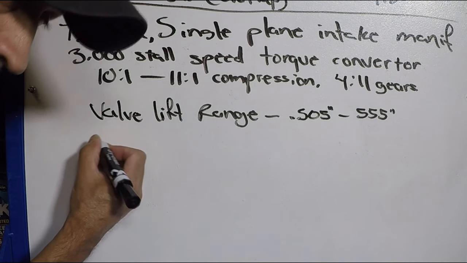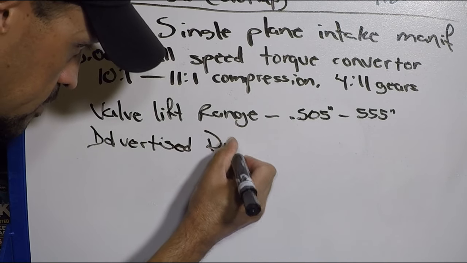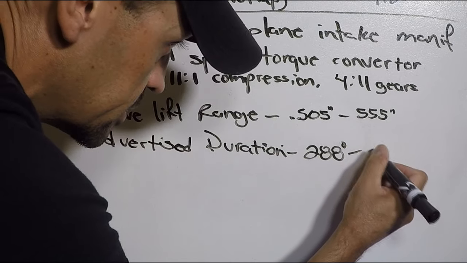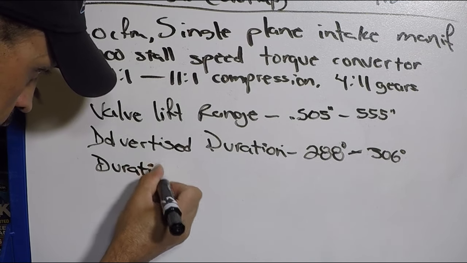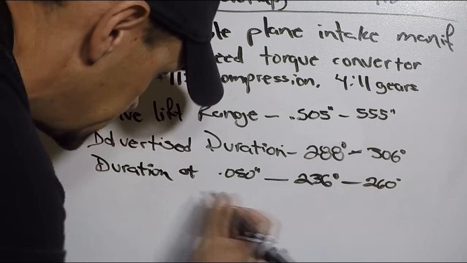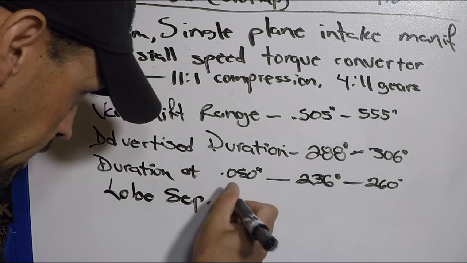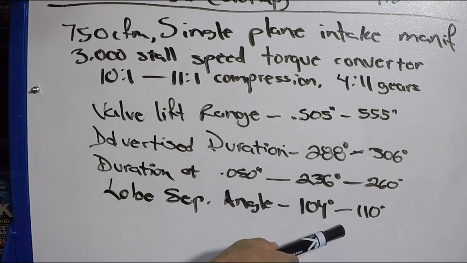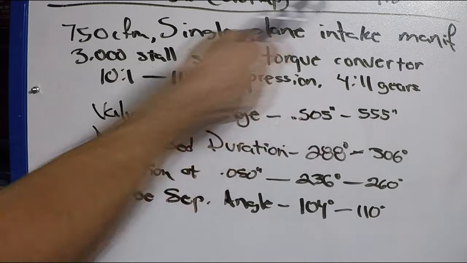On the duration, if you go to the advertised duration, 288 degrees of advertised duration, all the way to 306, roughly, and then duration at 50 thousandths, and last but not least, we have the overlap or lobe separation angle, which obviously is a lot tighter than the previous camshaft that had anywhere from 108 to 112. So these numbers on this camshaft right here, they would complement an engine that has these components right here.